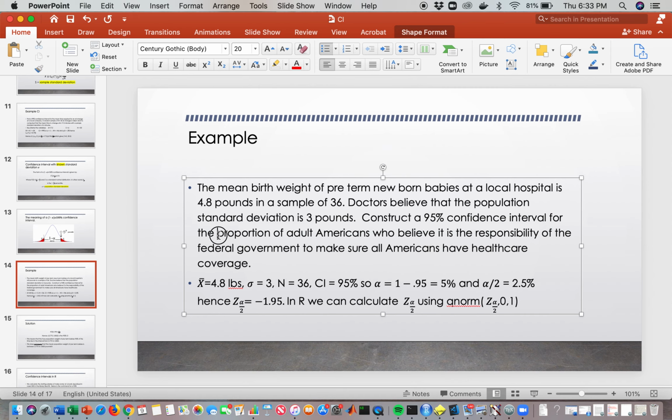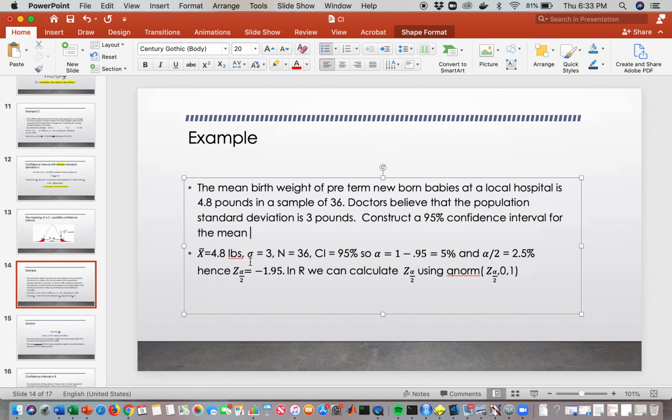for the mean weight of preterm newborn babies. And so we're going to play the name the variables game. We have x bar is 4.8, sigma is 3, n is 36.